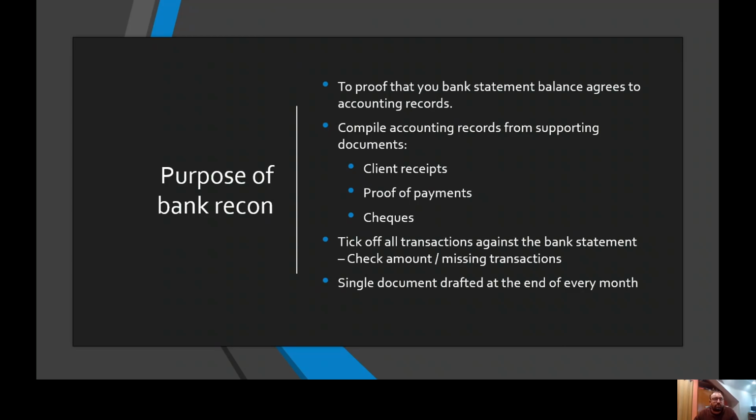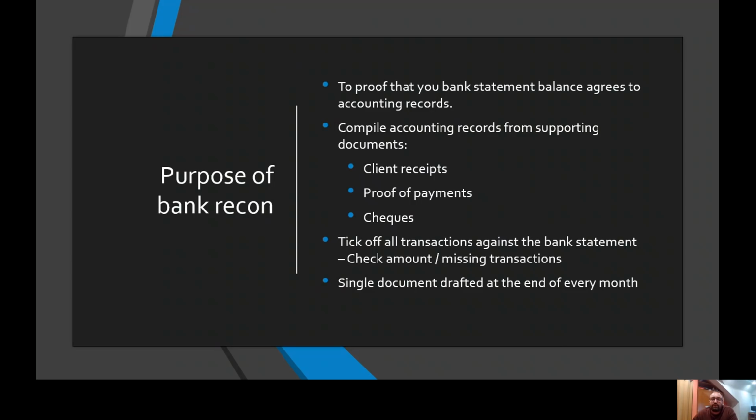So the rule with checks is that we account for them in our accounting records the moment we write them out, sign them, and give them to the client. Okay, so we have all our supporting documents and we compile our accounting records to the best of our knowledge with these documents that we have. Then sometime after month end, we'll now receive our bank statement.